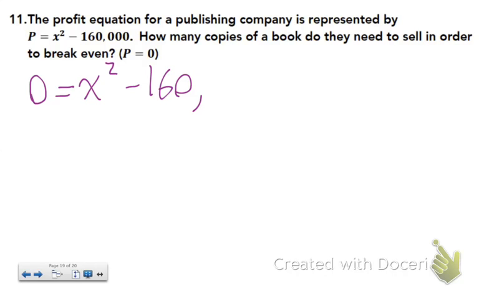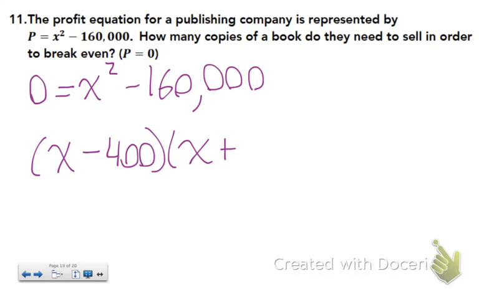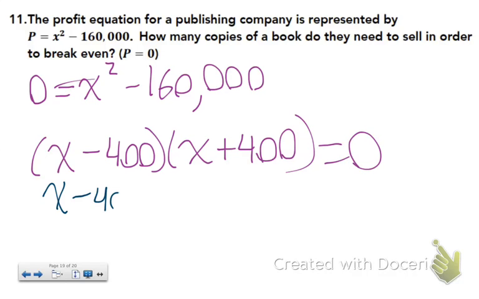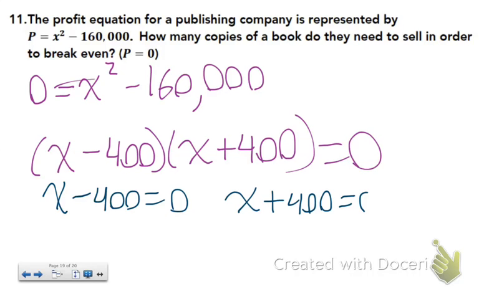Well, you might recognize that this is actually a difference of squares. So this will factor into x minus 400 times x plus 400. Okay, and if you're not sure and you see something like that, take the square root of that number in your calculator and see what it gives you. So if that's equal to 0, just like I did before, I'm going to set each side equal to 0. Okay, so I get x equals positive 400 and x equals negative 400.